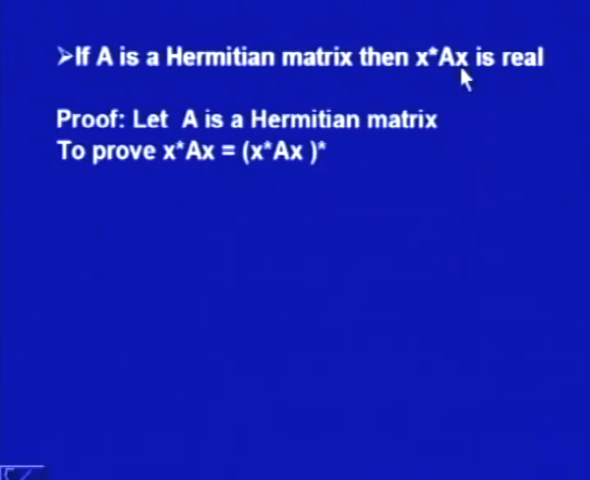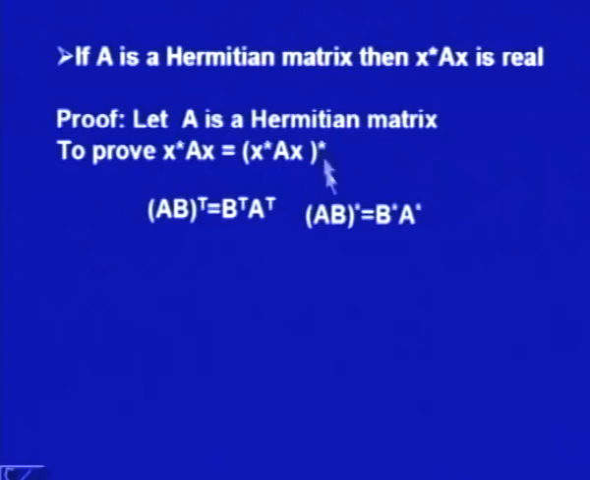This number is a real number when its conjugate is equal to itself. In fact, x star Ax is nothing but a 1 by 1 matrix, because x is a column vector and x star is a row vector. So this product will be a 1 by 1 matrix. If its transpose conjugate equals itself, then that means this is a real number. So we are proving this result by proving the property, x star Ax is equal to (x star Ax) star.